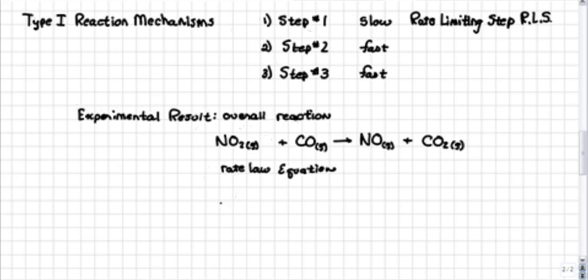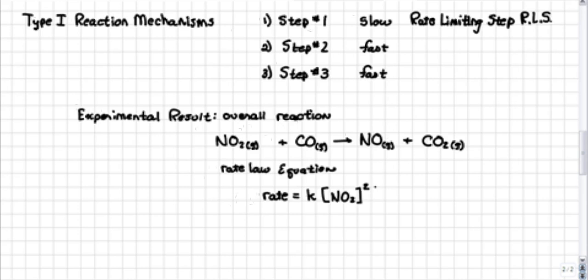And in this particular case, the rate law equation, also known as an experimental result, tells us that the rate of this reaction is equal to some rate constant K, as is always the case, times the concentration of the nitrogen dioxide gas raised to the second power. Okay, this is all given information. In the lab, we've determined this information, but here's what we suspect.